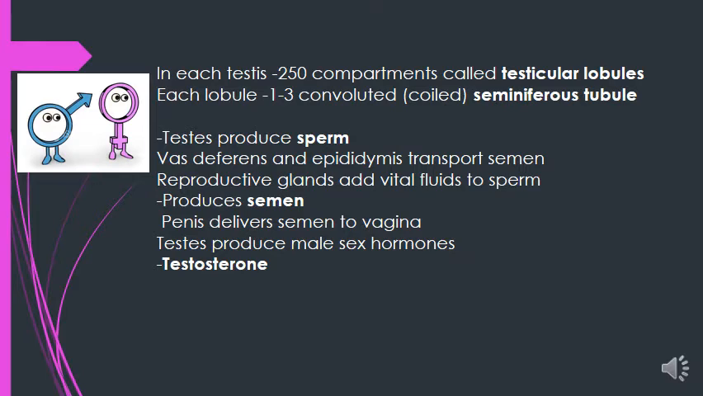Okay, now what is the function of testis? It is very simple. Testis produce sperm. And whereas the vas deferens and epididymis transport semen to the vagina. And the reproductive glands have a very vital role, that is, they add vital fluid to sperm, which increases the mobility of the sperm. Now, the penis delivers semen to the vagina, and testes produce the male sex hormone, that is called testosterone.